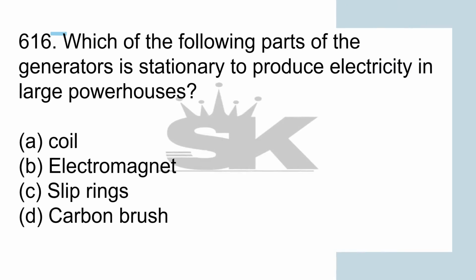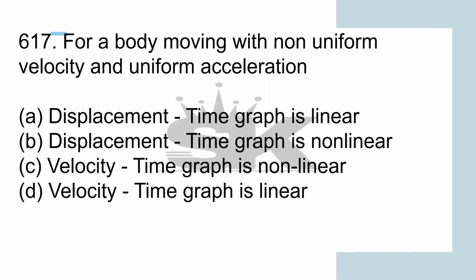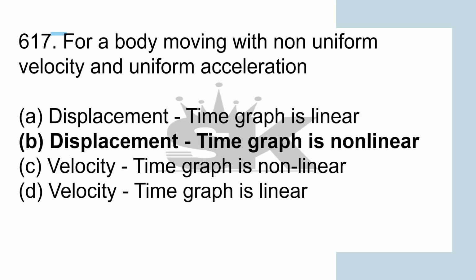Which of the following parts of the generator is stationary to produce electricity in large powerhouses? The answer is coil. Generators have two important parts: the rotor, which rotates, and the stator, which remains stationary. The coil is the stationary part of the generator. For a body moving with non-uniform velocity and uniform acceleration, the displacement-time graph is non-linear.